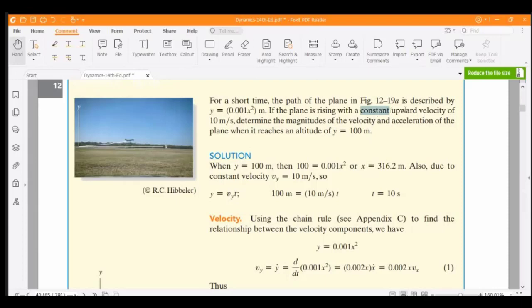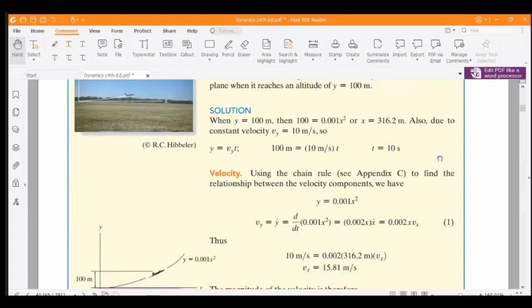What is written here? With a constant upward velocity. So the constant velocity is 10 meters per second. So y equals vy t. 100 meters equals 10 meters per second times t, so t equals 10 seconds. I mean, how much time will it take? 10 seconds it will take. Is it okay? Yes, sir. Okay.